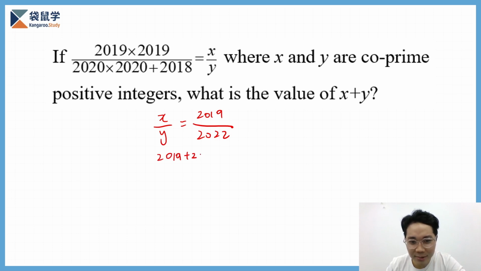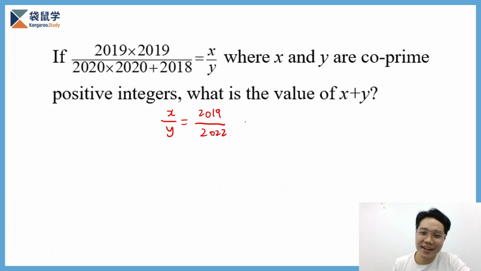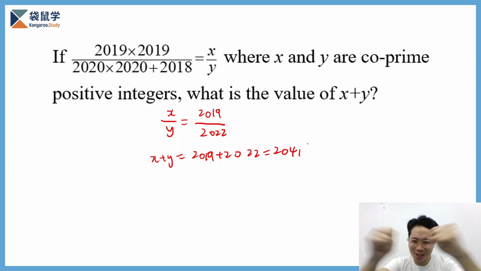2019 plus 2022. So once we found out that x over y is 2019 over 2022, then we can solve this answer so easily. X plus y equals 2019 plus 2022, which is equal to 4041. And wow, we have solved it.